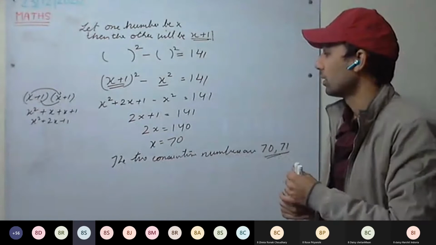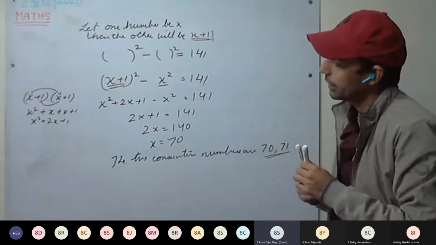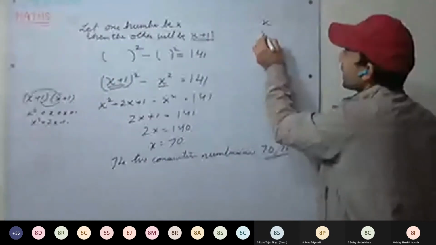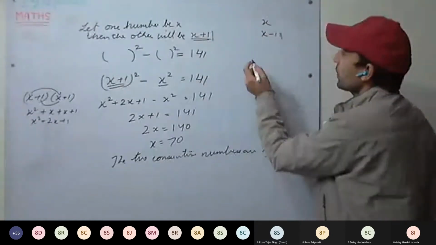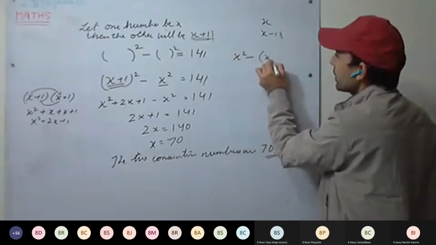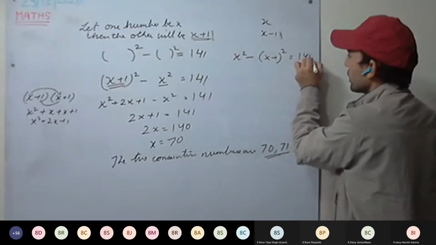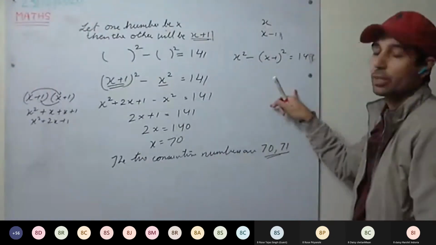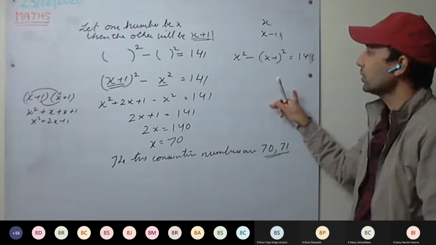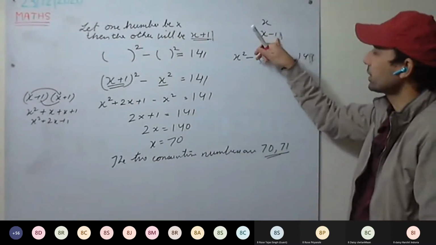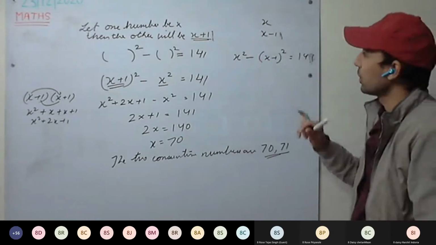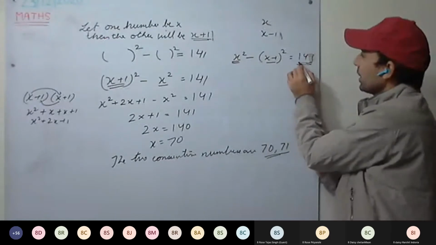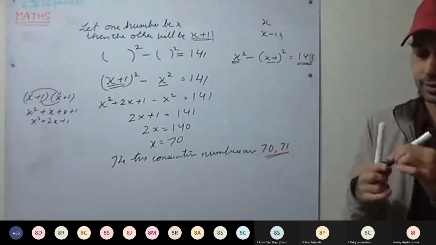Sir, can we write x minus 1 also as the consecutive number? Yes, you can take x minus 1. If you are taking one number as x and the other as x minus 1, then what will you do? x square minus x minus 1 the whole square equal to 141. Then as well you will get the answer. This time x will be equal to 71, and the other number will be 71 minus 1, that is 70. But this time it will be x square minus, that is always bigger number minus smaller number, because on the right hand side we have a positive number. Understood this one?